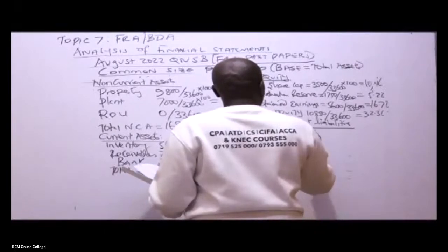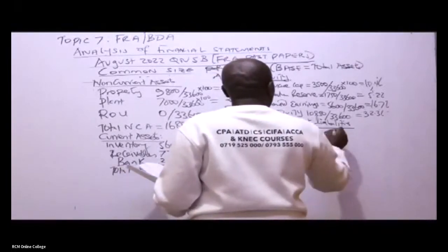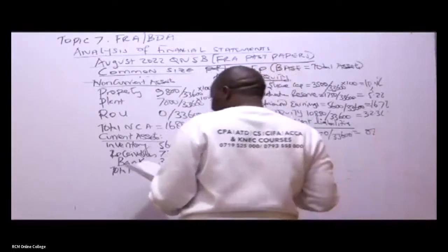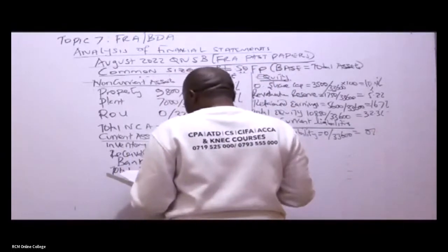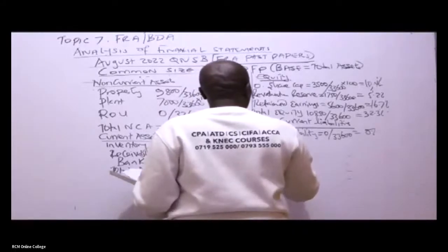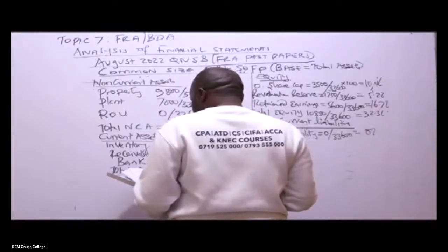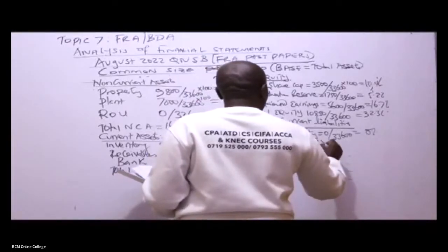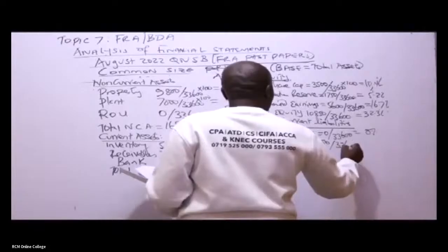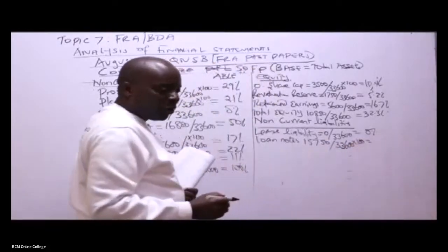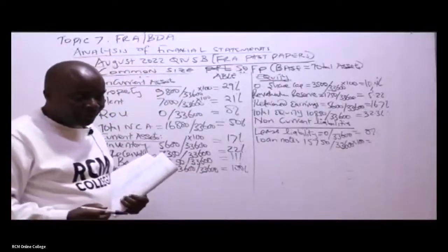Don't say because it's 0, you won't write it. Write it. 0 divided by 33,600, you're getting 0% there. Then we have 10% loan notes. So loan notes, I can see 15,750 divided by 33,600. Of course, don't forget always 100. So loan notes, what are we getting there?